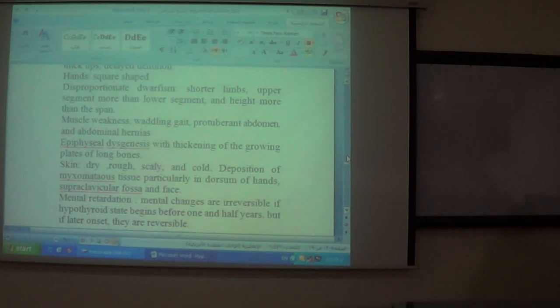As you know, thyroxine is essential for brain development, whether during intrauterine life or in the first 2 years of early life of the individual, particularly in the first 6 months in the neonatal stage. If there is hormone deficiency during this very early period in life, it leads to mental retardation. Okay?